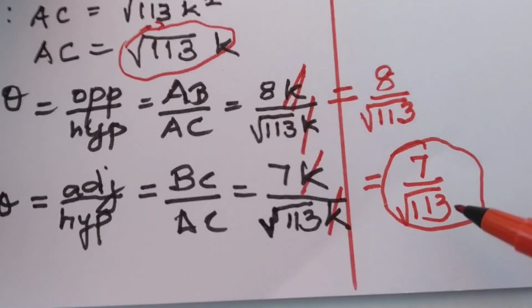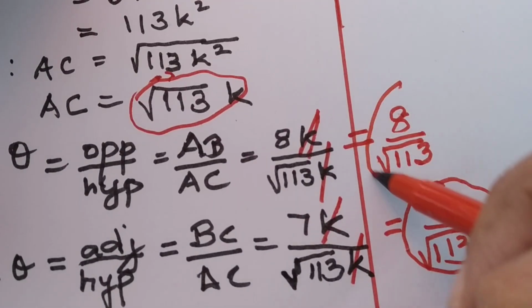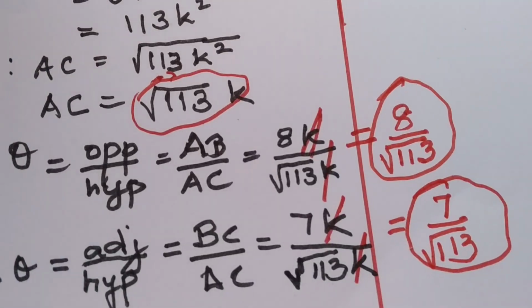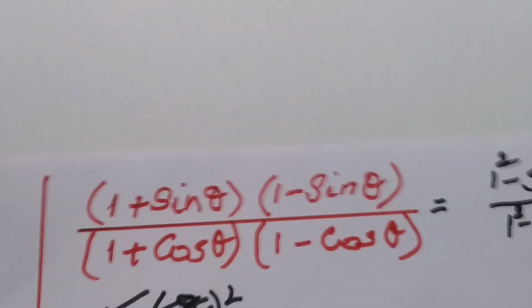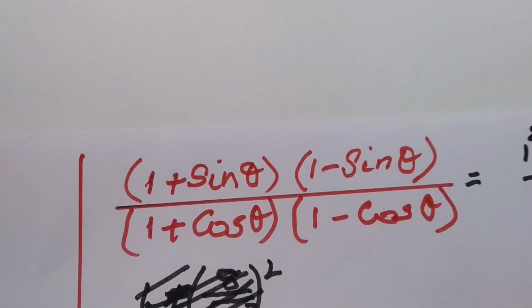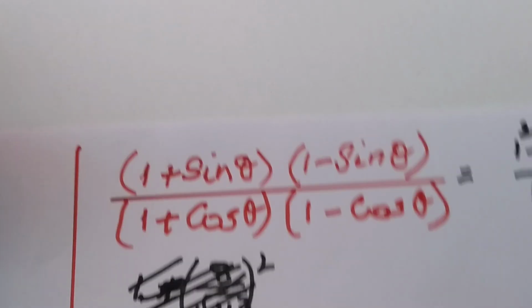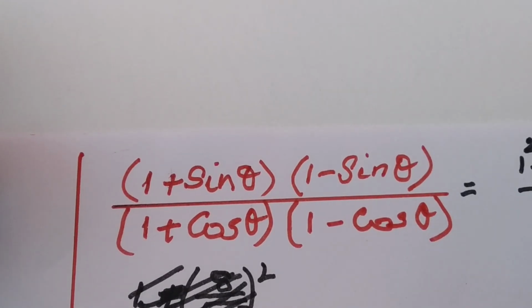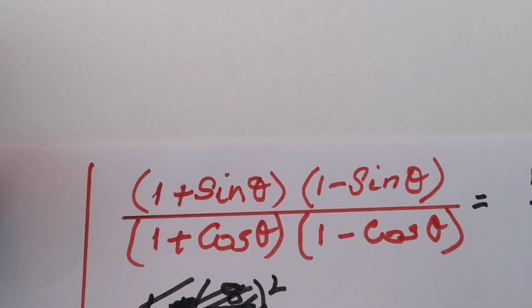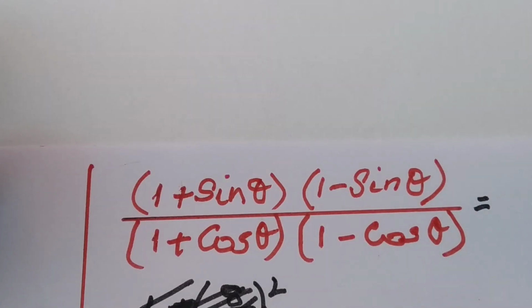We have sine, we have cos. All we need to do is to substitute these in the question. Now what is the question? The question says (1 plus sine theta) into (1 minus sine theta) divided by (1 plus cos theta) into (1 minus cos theta). Now you can directly substitute the sine theta and cos theta here, but if you take a look at this, this has a specific pattern.